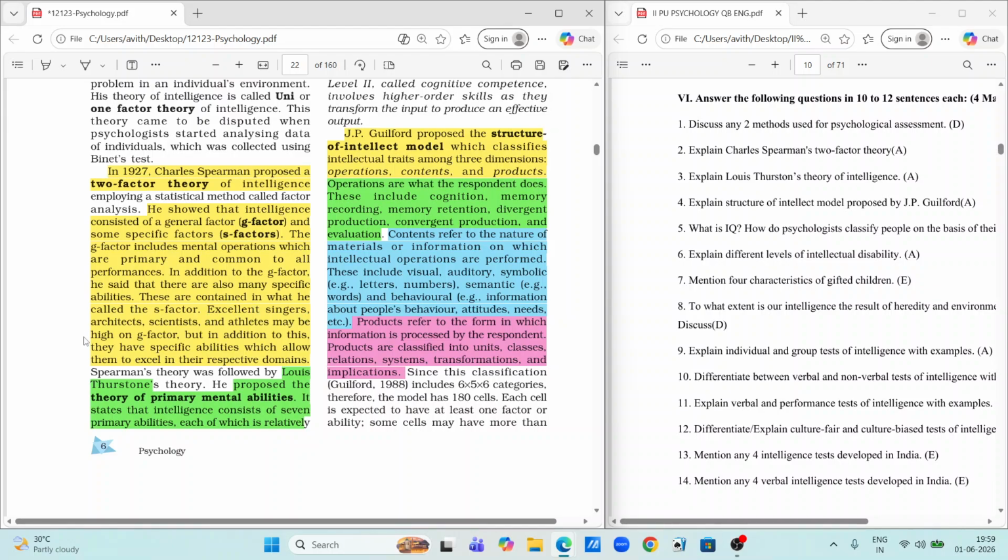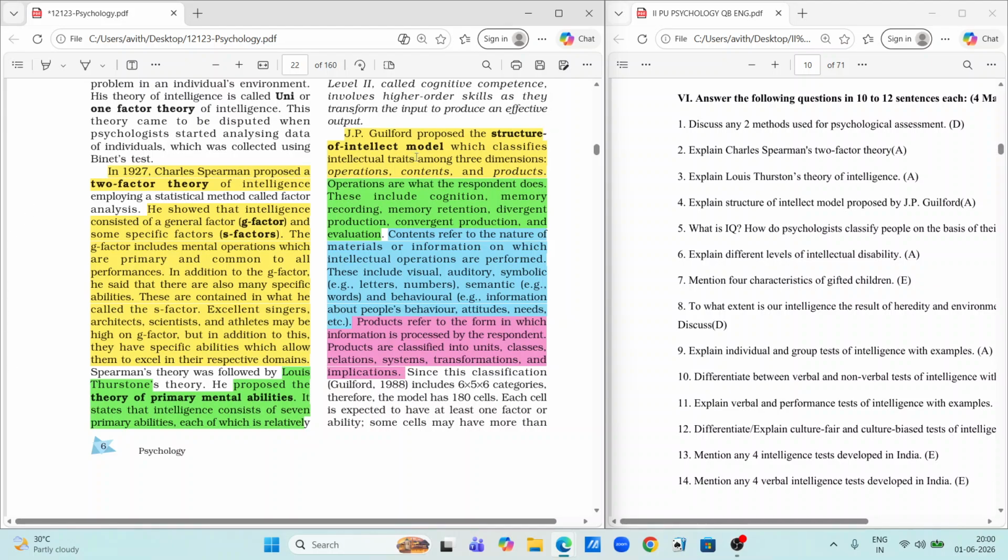Excellent singers, architects, scientists, and athletes may be high on G factor, but in addition to this, they have specific abilities which allow them to excel in their respective domains. So that's the answer for your 4-mark second question. 4 marks question, that is in your question bank.